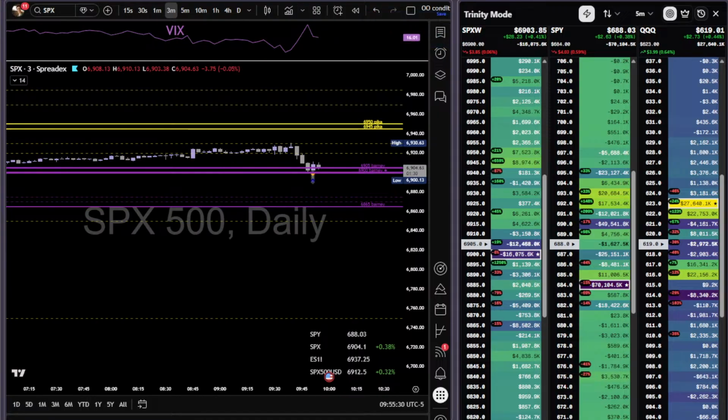Oh, stop got filled. It's filled for a little profit, not a lot. Might catch another bounce off of here. Let's see how far we come.